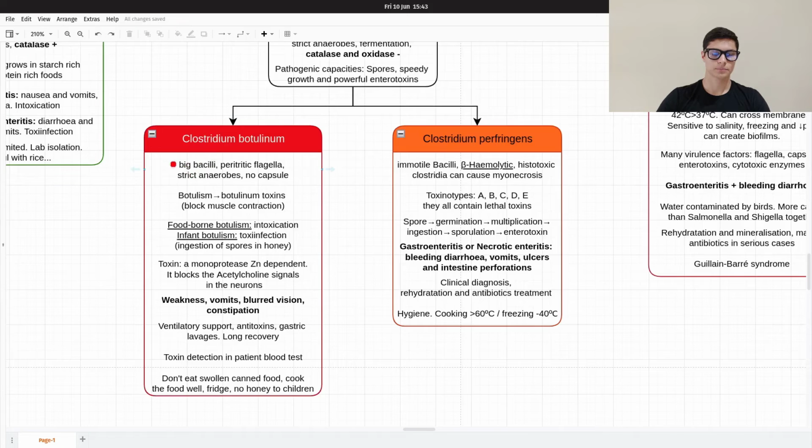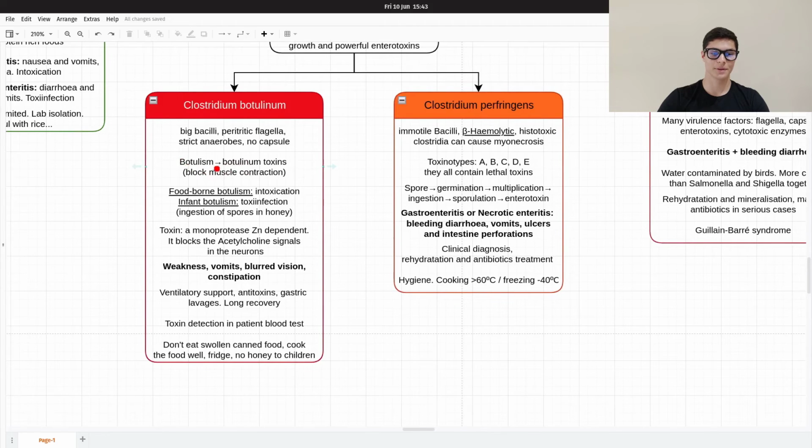The botulinum is a big bacilli. It's peritrichous. It has a peritrichous flagella. Remember, all around the bacteria. Strict anaerobe, and it has no capsule. It causes botulism using the botulinum toxins it has. The botulinum toxins block the muscle contraction. They block the acetylcholine from getting to the muscle tissues, and then the contraction cannot happen.